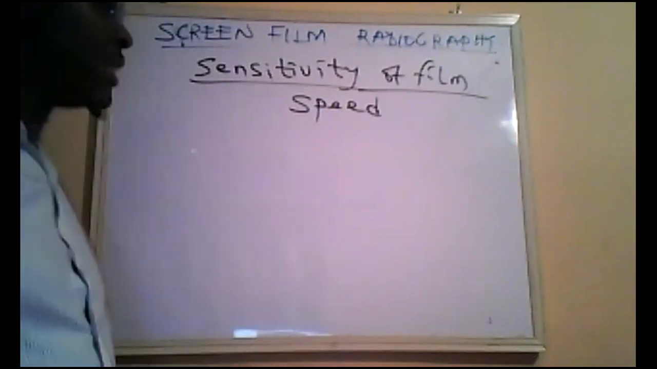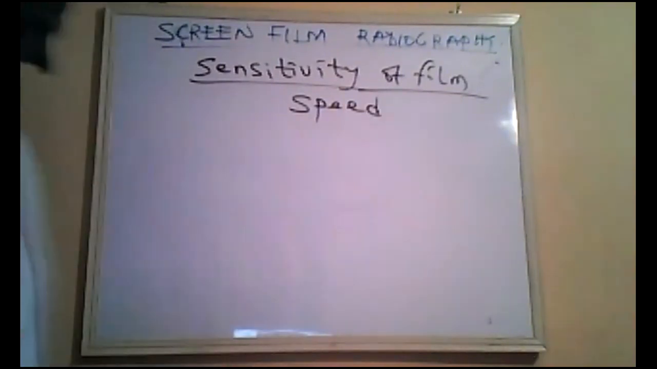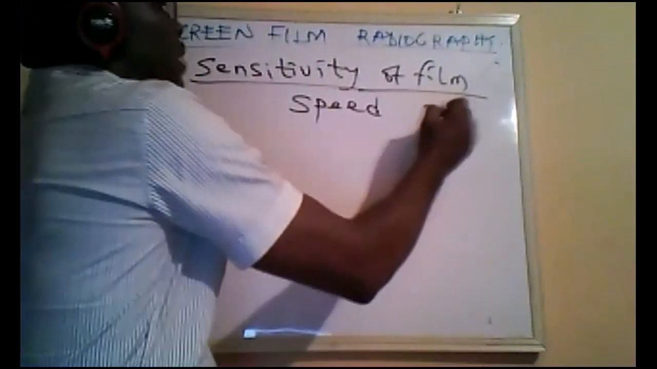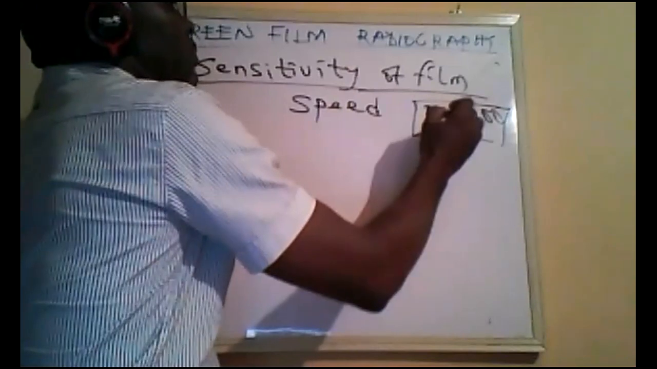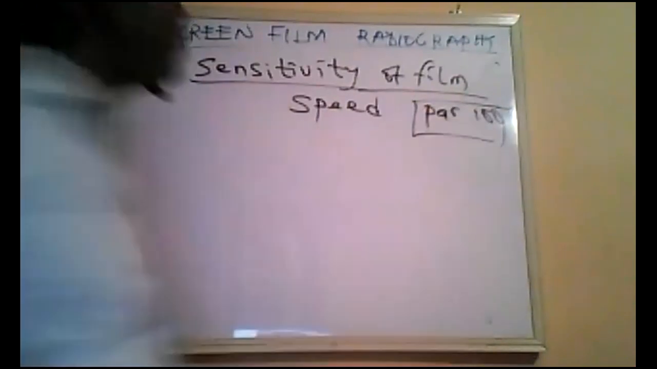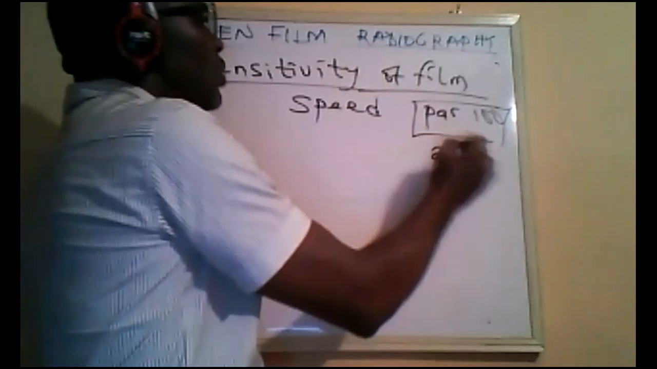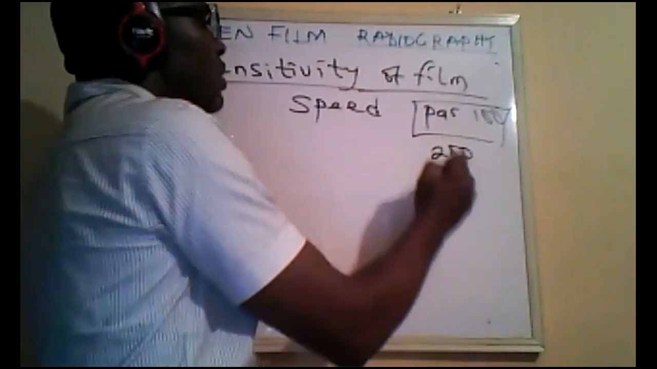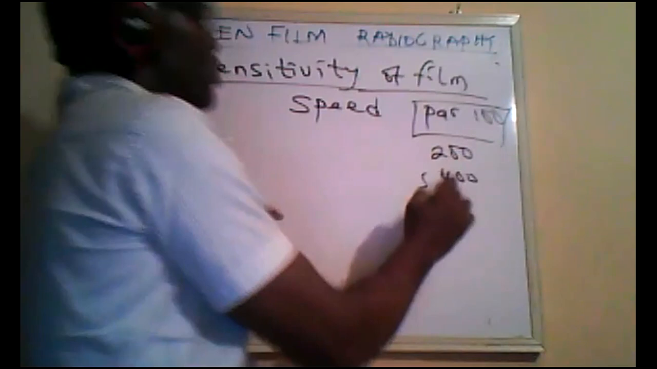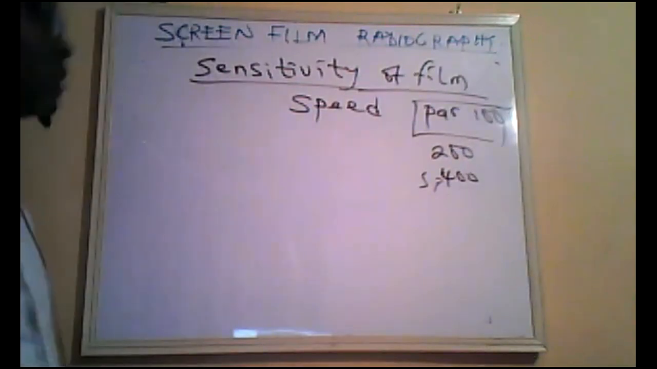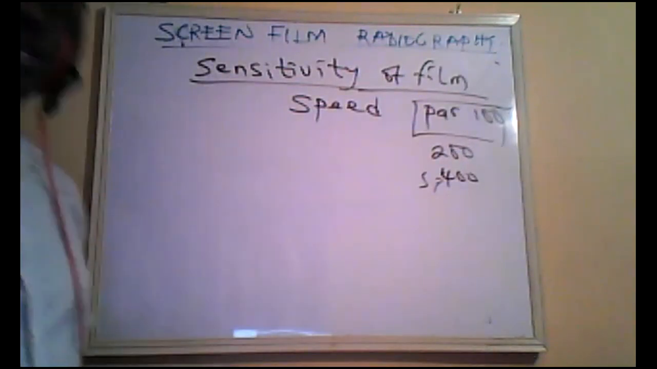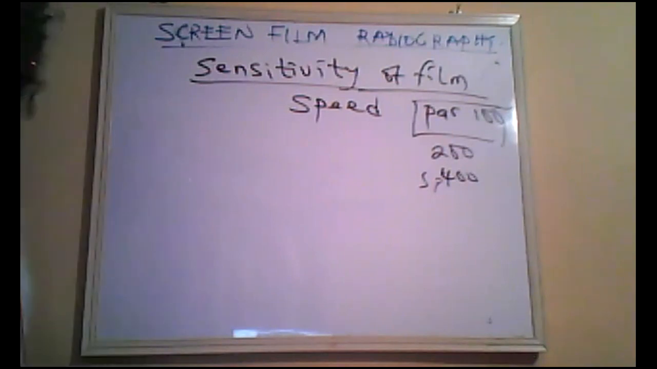In the earlier days, we normally had what we call 100 as the base for naming film. So any film that has a rating of more than 100, maybe you can say 200 speed film, 400 speed film, and so on and so forth. So the sensitivity of the film is actually the speed of the film. It tells us how much exposure is required to deliver a particular optical density.